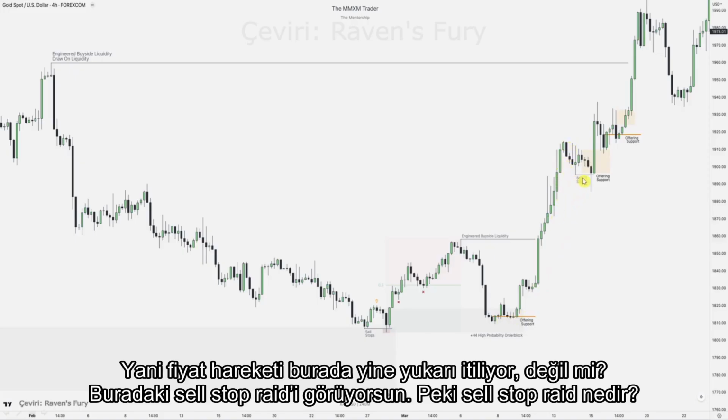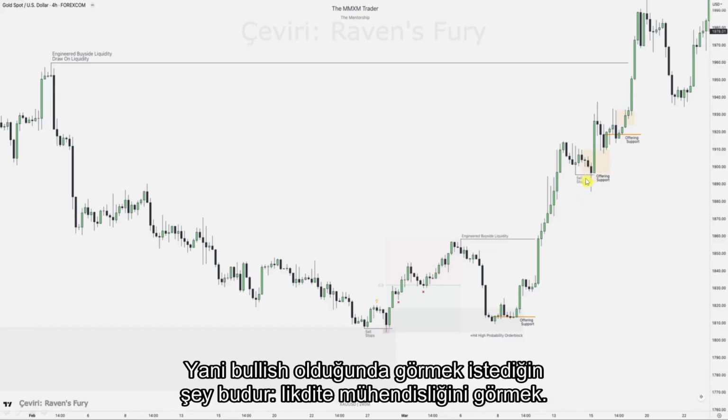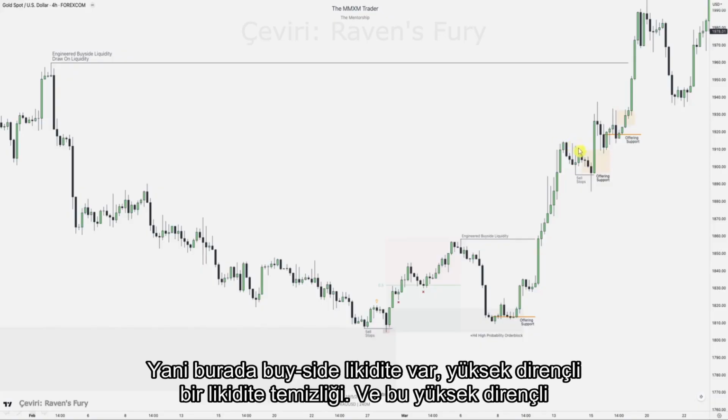You see this sell stop raid. What is this sell stop raid? It's a high resistance liquidity run, which we covered in the previous lessons, right? So this is what you want to see when you are bullish: engineered liquidity above market price, which is over here, right? We have these failure swings up here. So there's buy side liquidity, right?